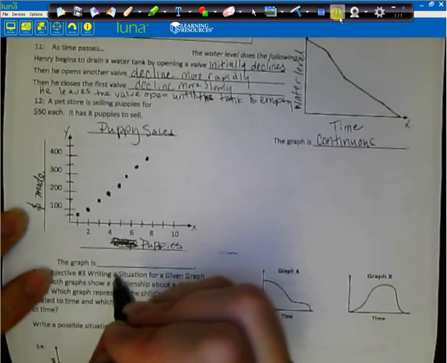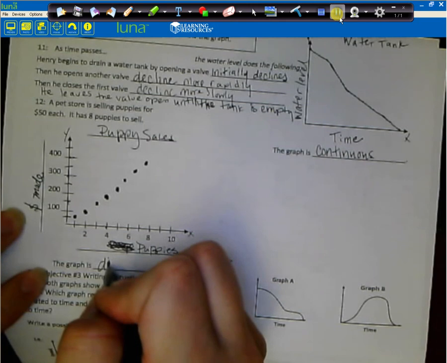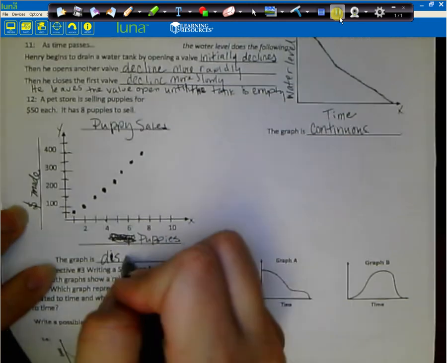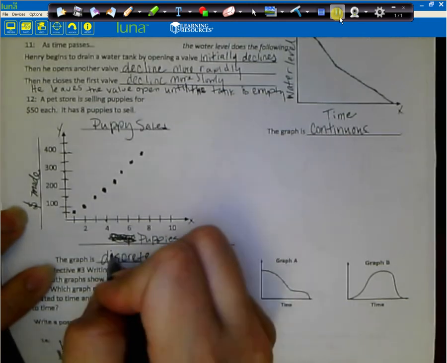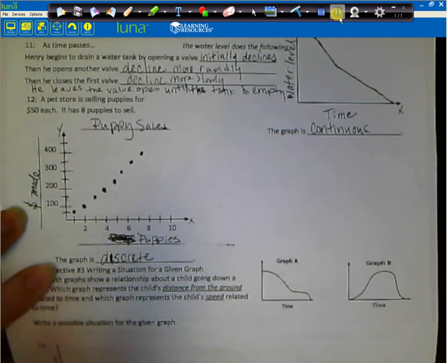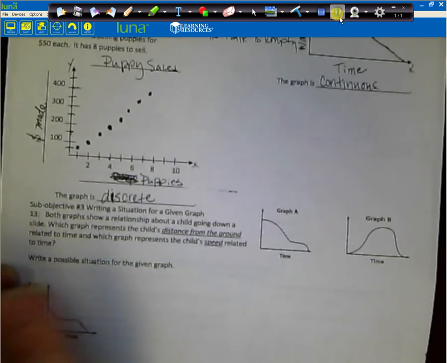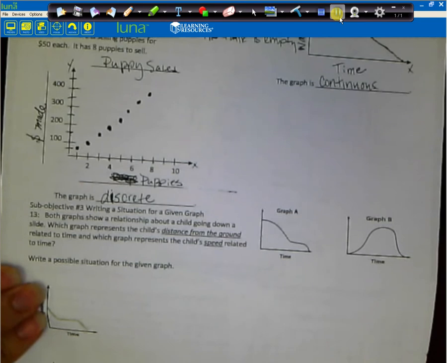And this graph, because they can't sell a half a puppy, is a discrete graph. It's a discrete graph because they can't sell a half a puppy. Alright, so make sure you have that down before you move forward.